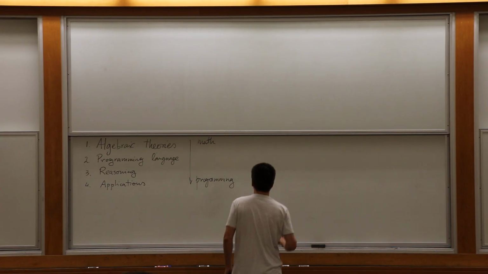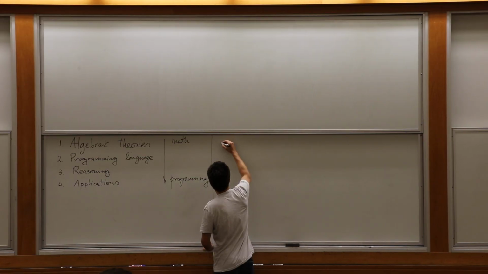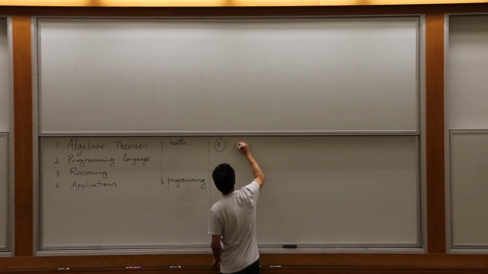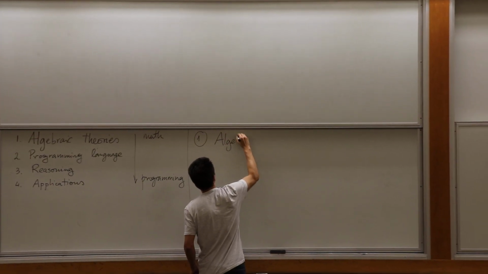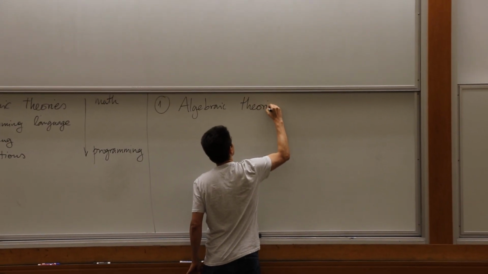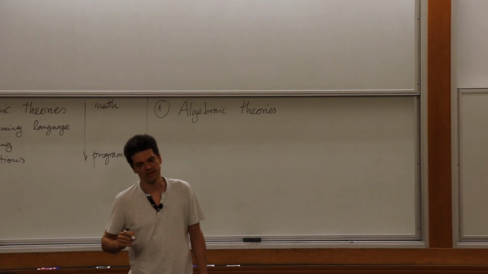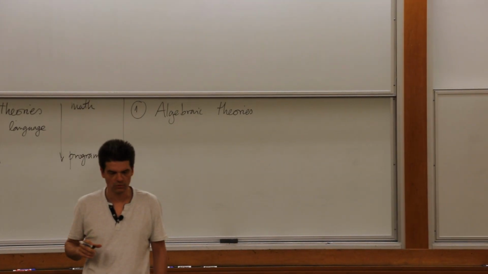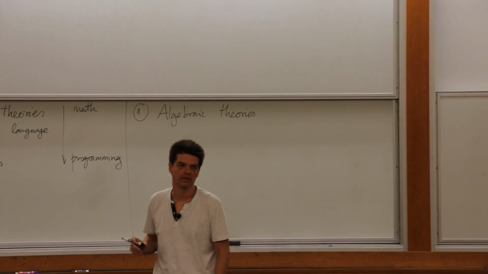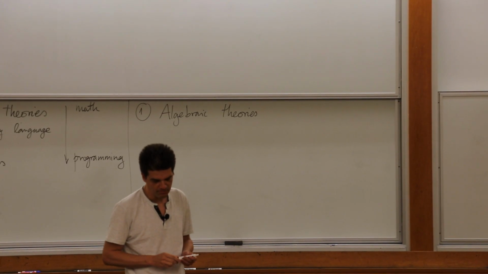So let's just start with the basics. The first thing we're going to look at are algebraic theories. And this is a well-studied subject. It also goes under the name of universal algebra. If you look at math books, it's called universal algebra. And let's start with an example.